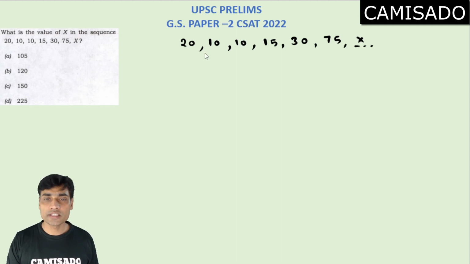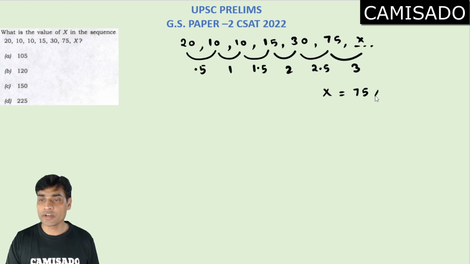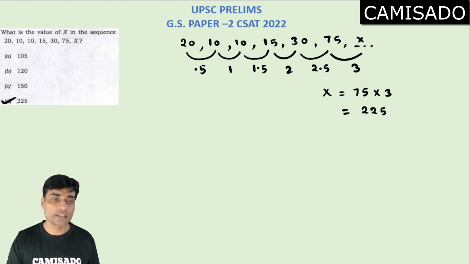So what I can judge here is, when we divide 10 by 20 you will get 0.5, then again 10 by 10 is 1. So there is an increment of 0.5 every time. So here it is 1.5, again it's 2, then it's 2.5. Now by the sequence we can see that here it must be 3. So the value of x will be, when you multiply 75 by 3, you will get the value of x, and it comes out to be 225. This is the answer. I think option D is the right one. So this completes the first question of mathematics here.